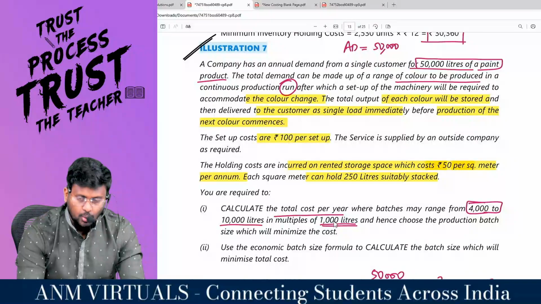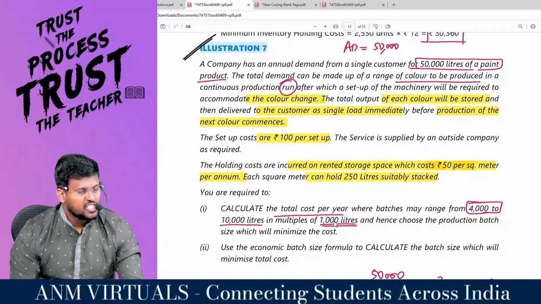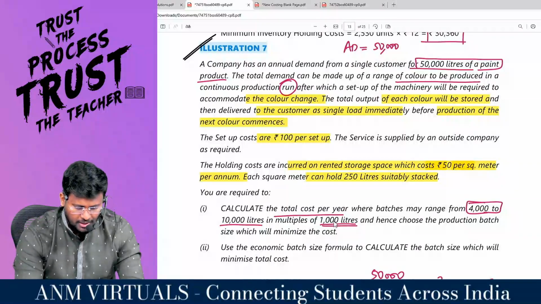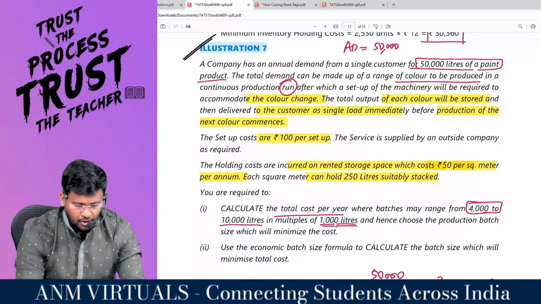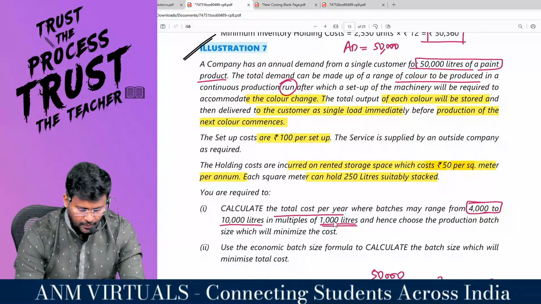Sir, I am moving into 8,000. 50,000 divided by 8,000 comes to 6.25 batches. No, sir. Batches romba adhigama irukku. 50,000 divided by 9,000 comes to 5.55 batches. No, sir. Batches adhigama irukku. 50,000 divided by 10,000 batches.